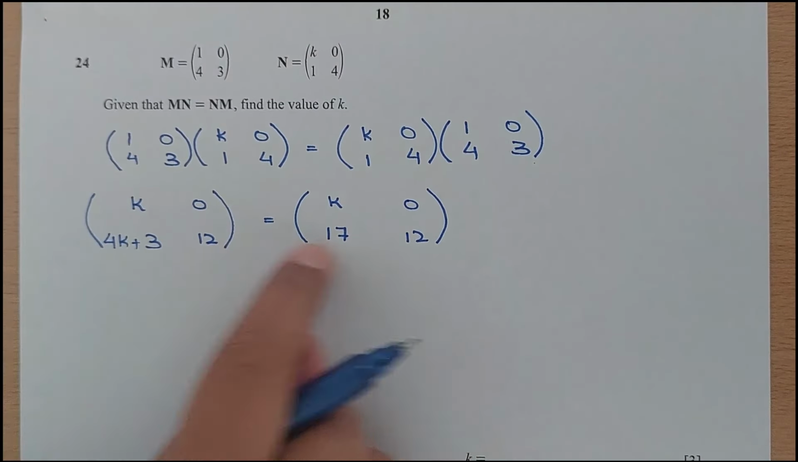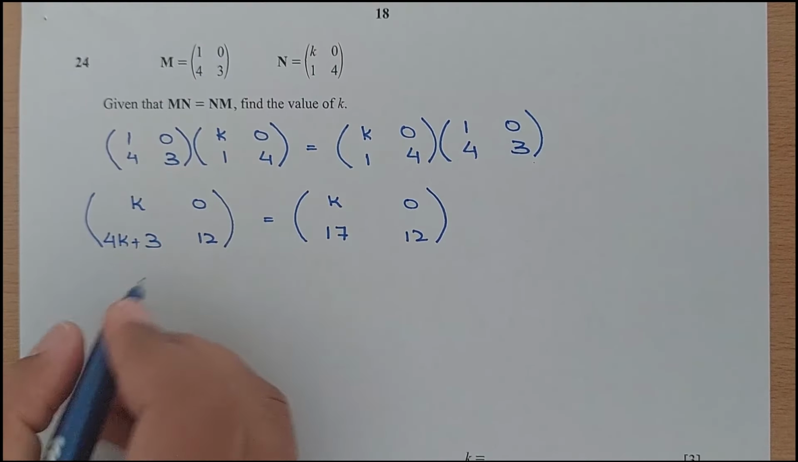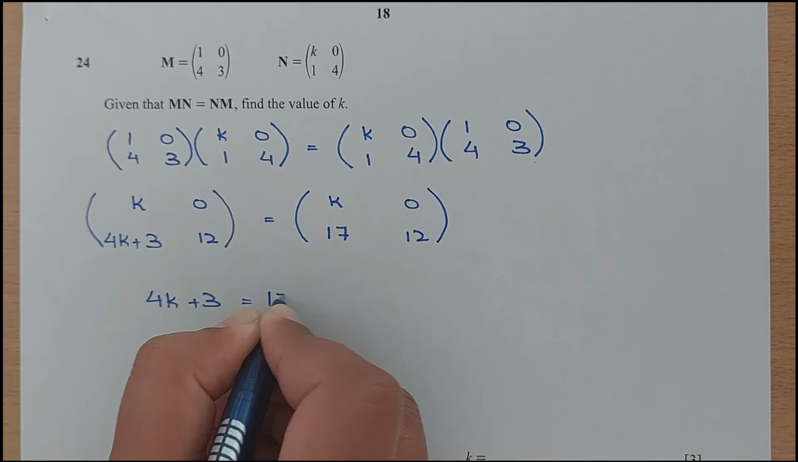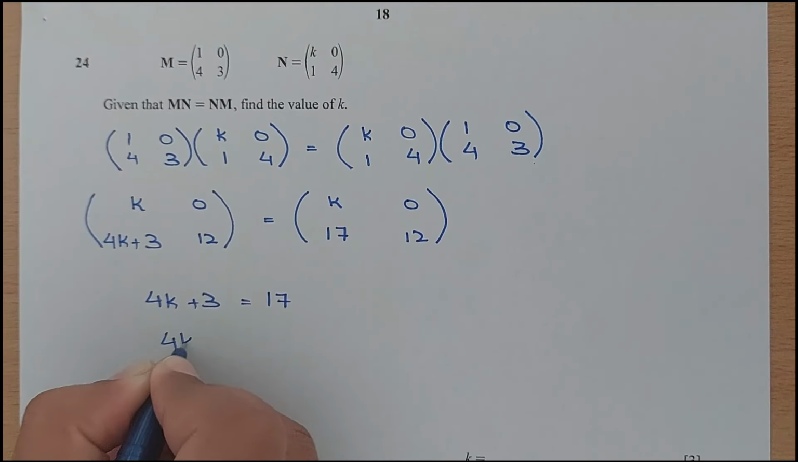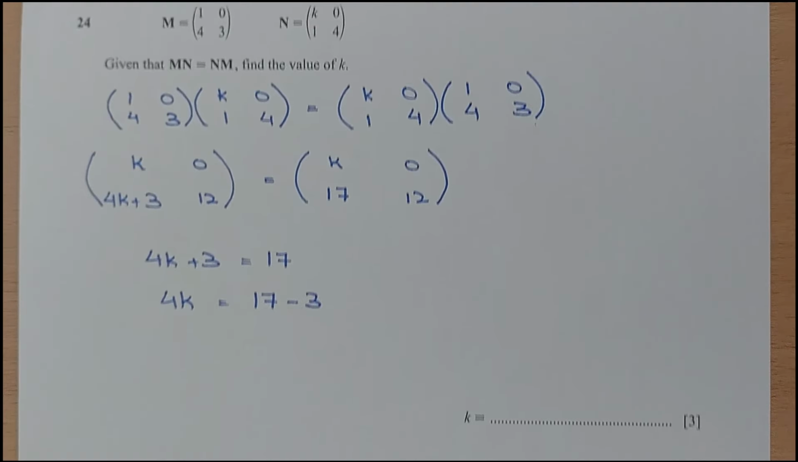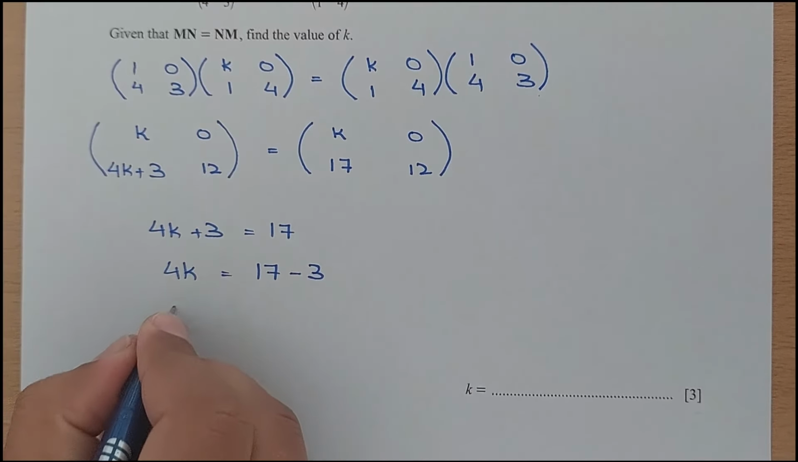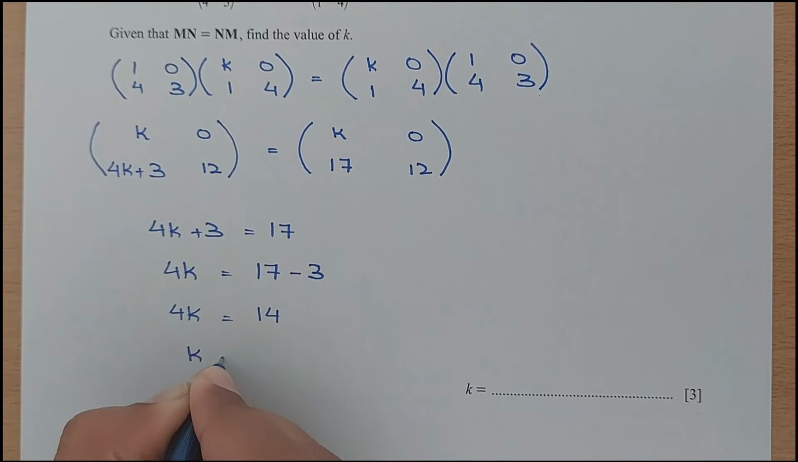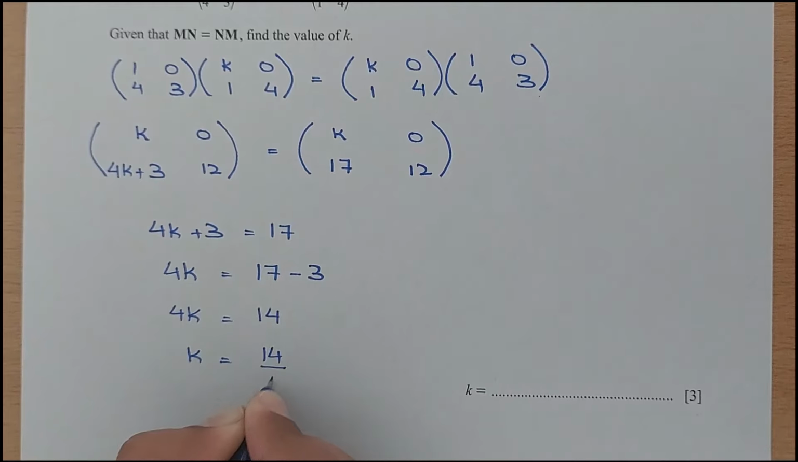We need to compare these terms. 4K plus 3 equals 17. 4K equals 17 subtract 3. So 17 take away 3 is 14. 4K equals 14, and K equals 14 divided by 4.